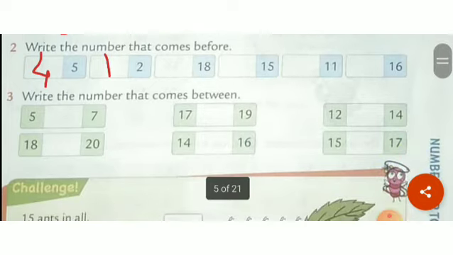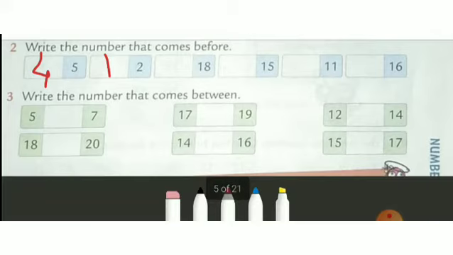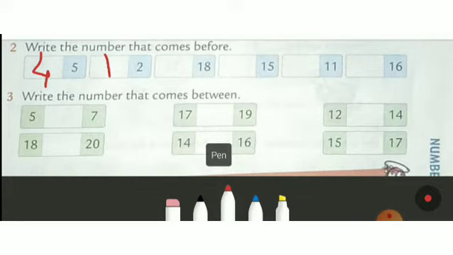See the next question. Write the numbers that come between. Here you have to write between numbers. The number between 5 and 7 is 6. The number between 17 and 19 is 18. This way you have to complete the remaining ones.